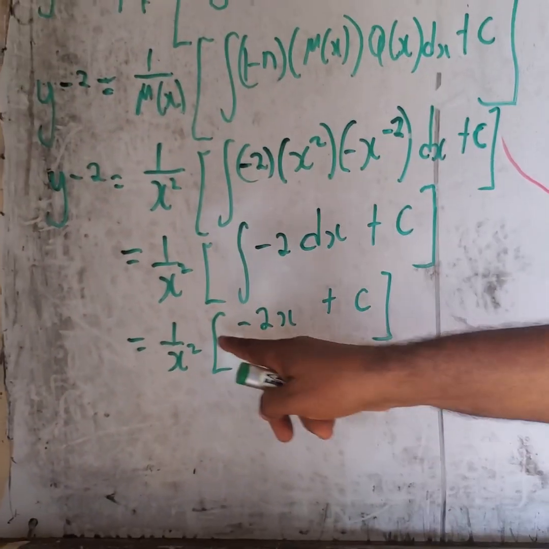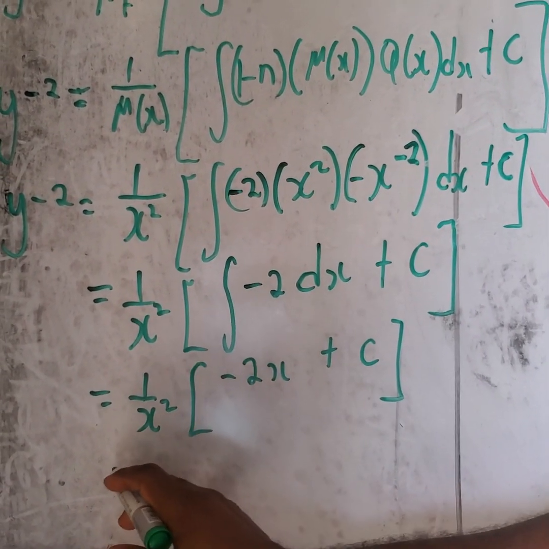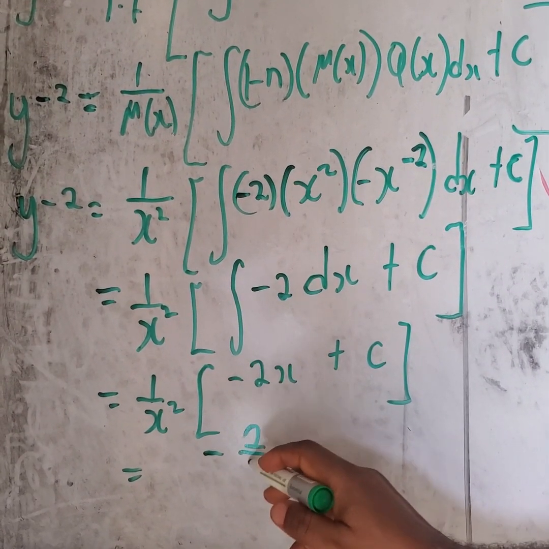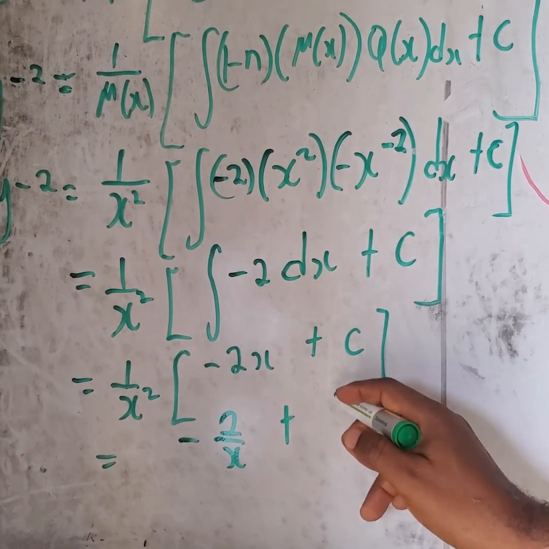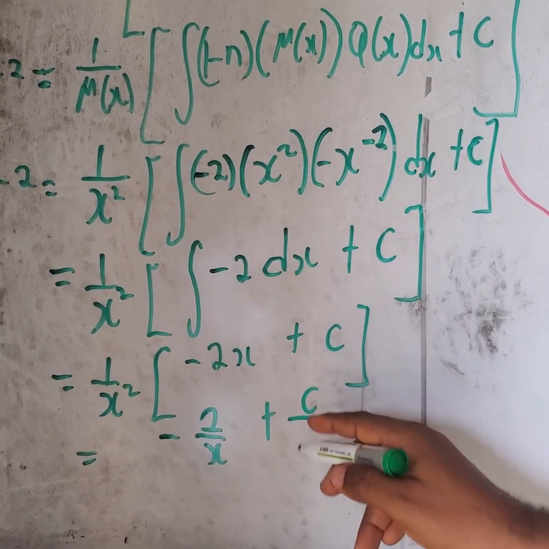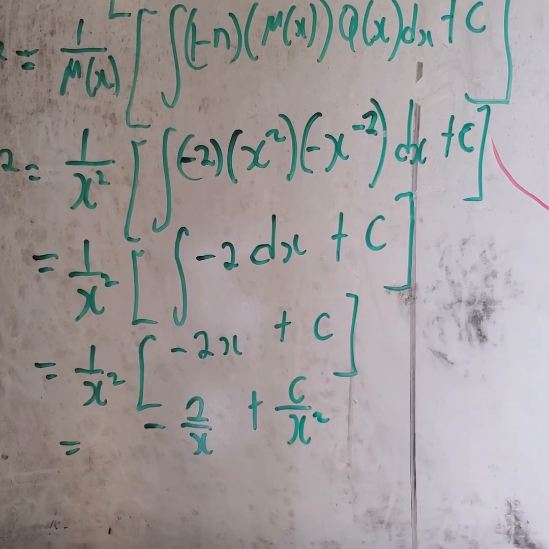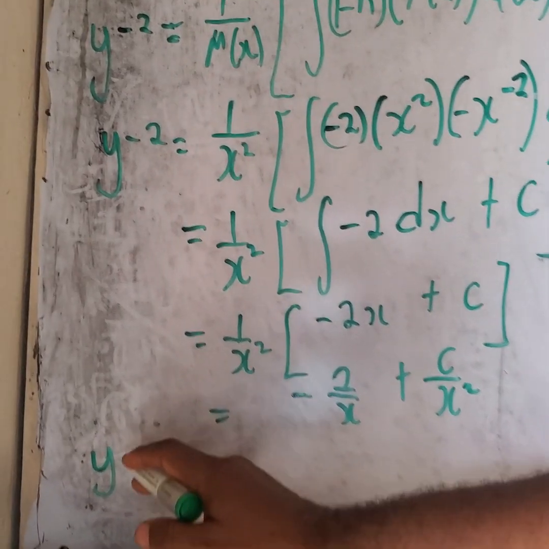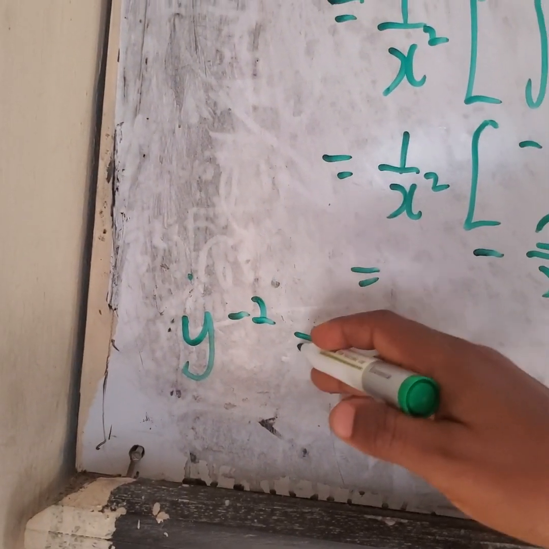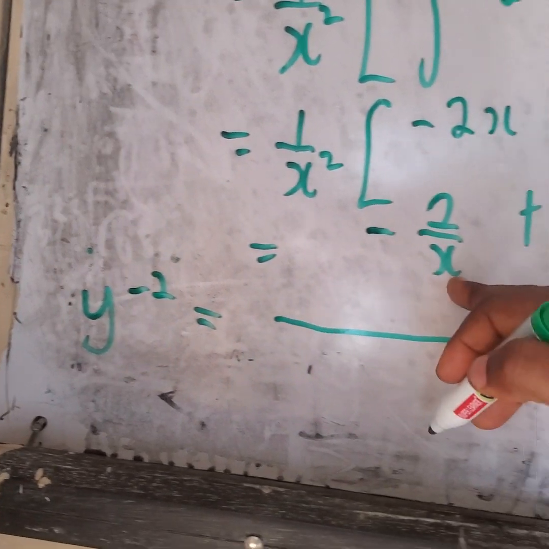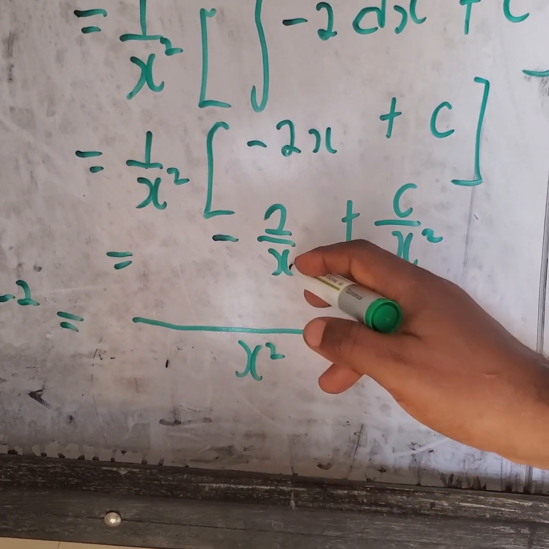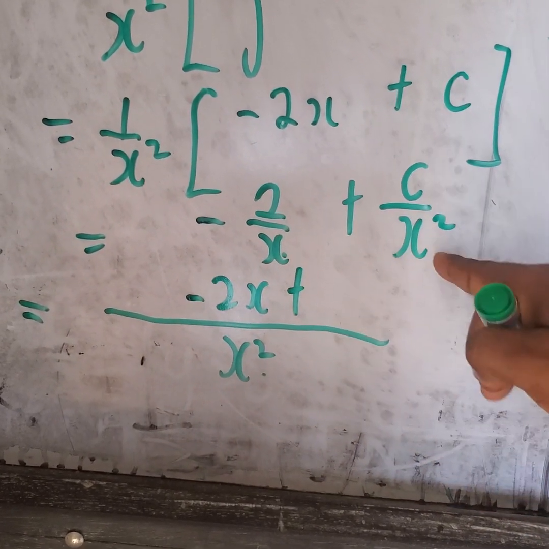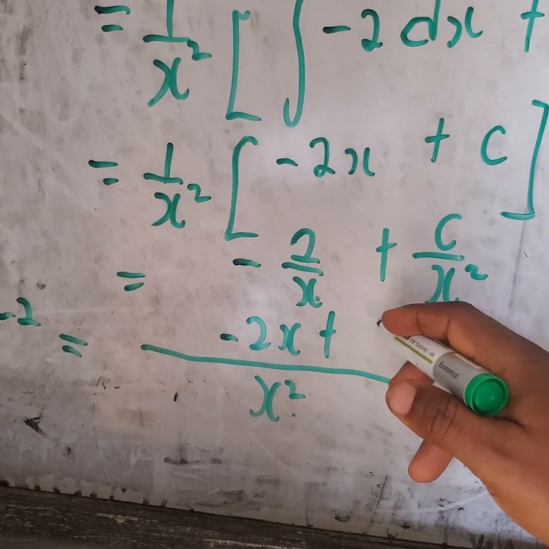Now, we use this to multiply everything throughout. Here now, 1 over x squared times minus 2x will give us minus 2 all over x, then plus c over x squared, that's c over x squared. Now we can find the LCM. So we say y raised to power minus 2 equals, taking the LCM here, the LCM of x and x squared will give us just x squared. x in x squared will give us x. x times minus 2 will give us minus 2x. Plus x squared in x squared will give us 1 times c will give us c.